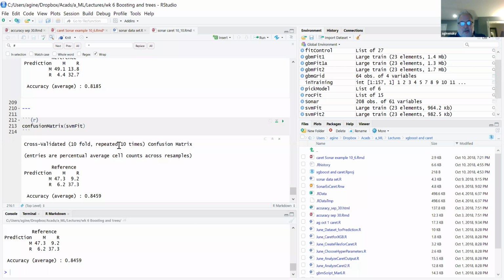And you can obviously create lists of different models with different sets of training parameters and just feed it all in, run it, and use resamples in the end to compare many, many different models.